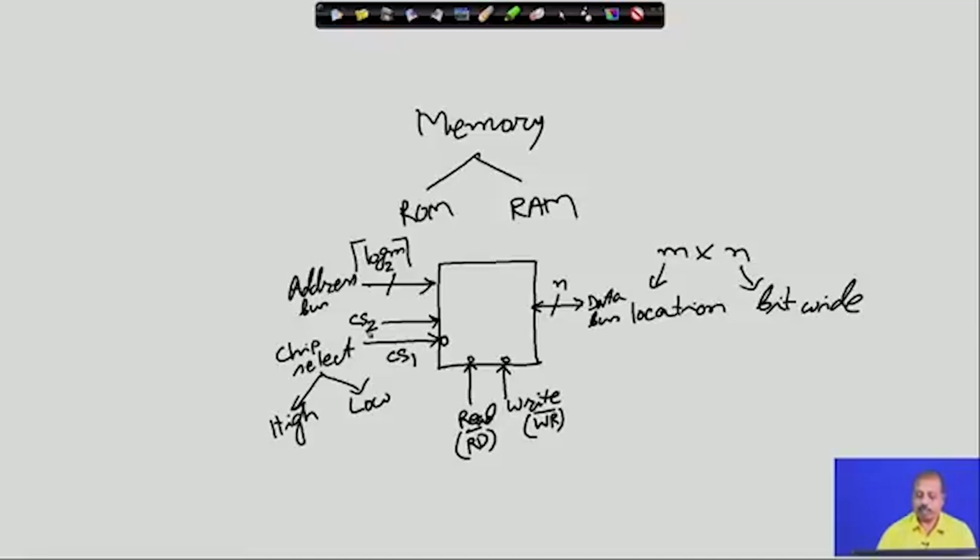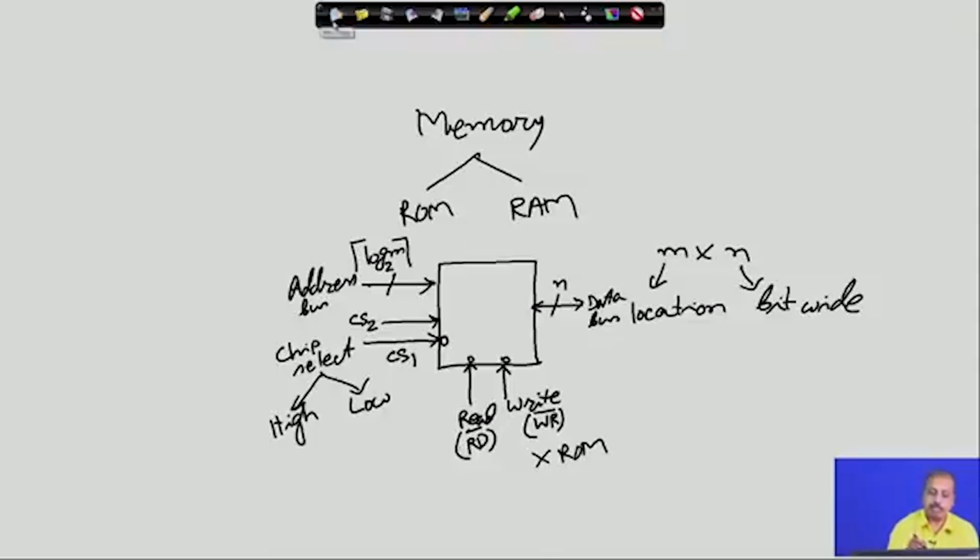Now, depending upon the type of memory, the read bar and write bar lines will come. For example, for a ROM there is no option to write content onto the ROM, so the write bar line will not be there for ROM. For RAM, I will have both read bar and write bar lines. For ROM, we will have only the read bar line.